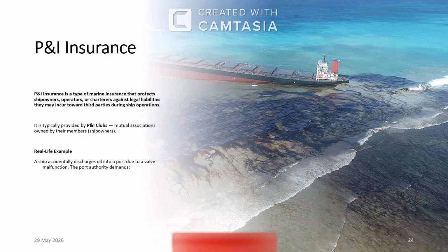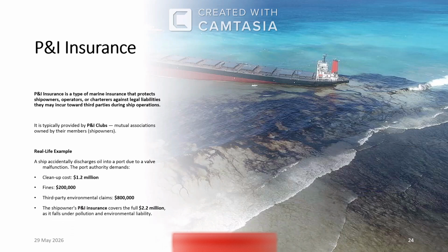A real life example. Let us see, a ship accidentally discharged oil while in a port due to a valve malfunction. The port authority demands cleanup cost of $1.2 million, fines of $200,000, and a third party environmental claim of $800,000. So the total cost due to that pollution is $2.2 million. This whole $2.2 million will be covered by the P&I insurance.